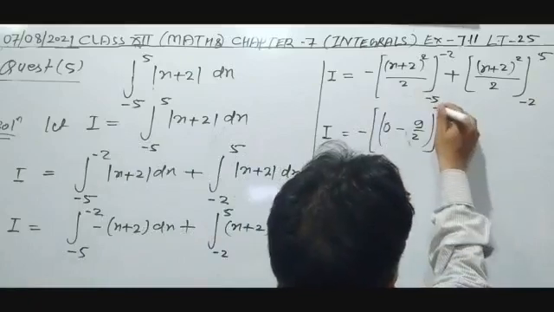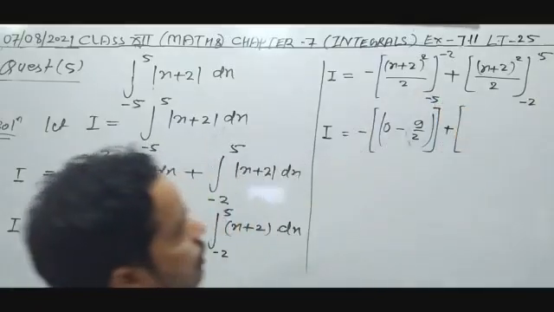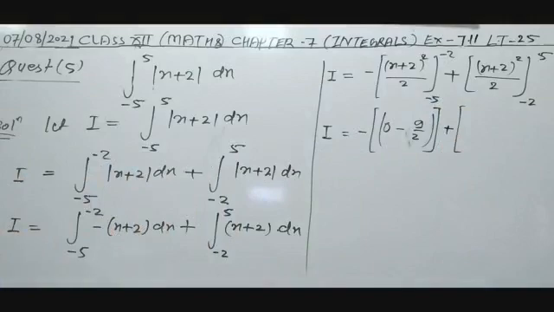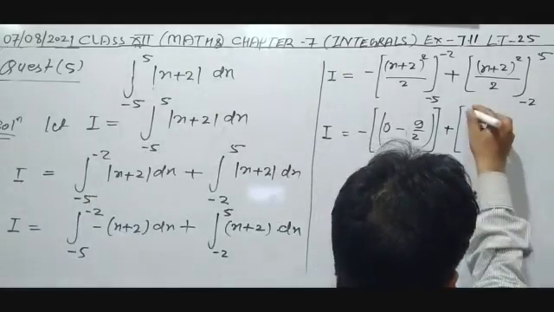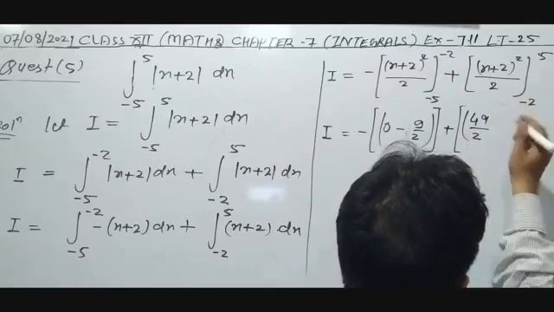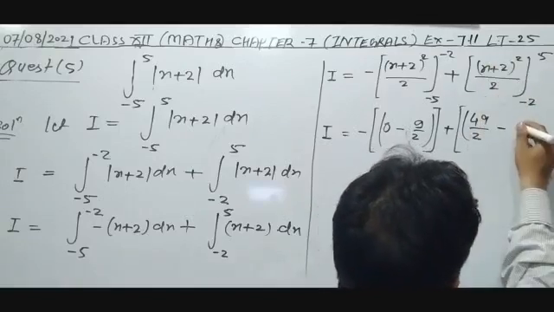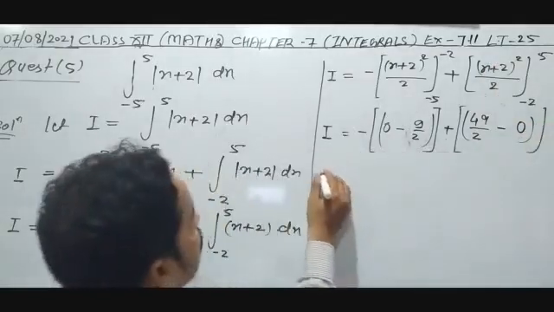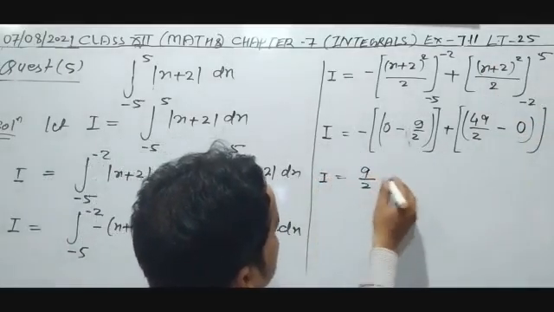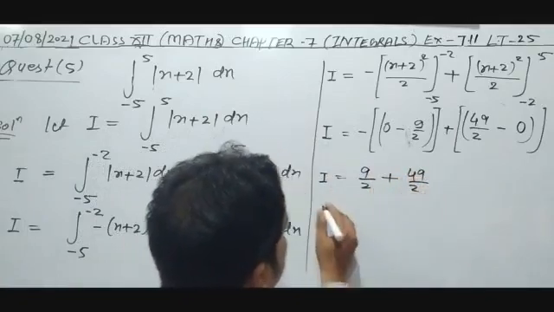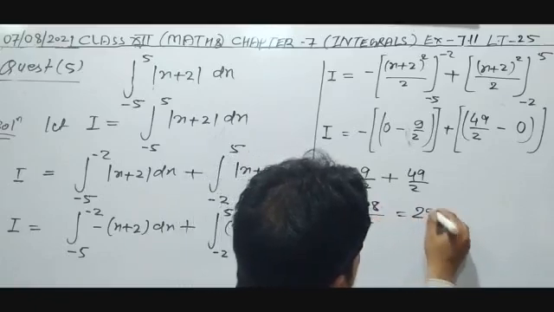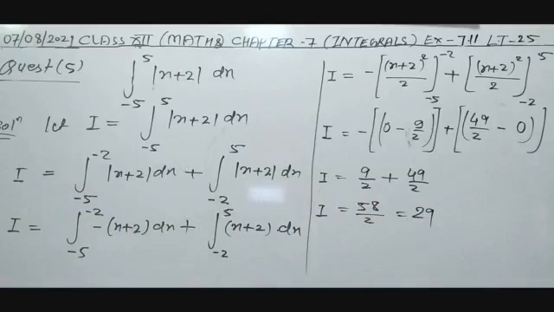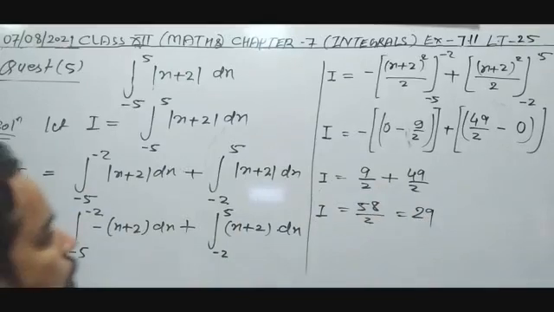Now in the place of x you put 5, so 5 plus 2 is 7, and 7 whole square is 49, so 49 by 2. Next, minus the lower limit: when you put x equal to minus 2, you will get 0. So the result will be 9 by 2 plus 49 by 2, which is 58 by 2, meaning 29. 29 is the answer.